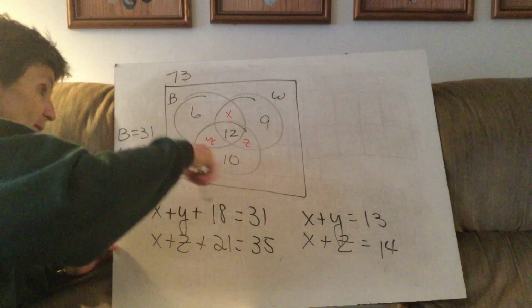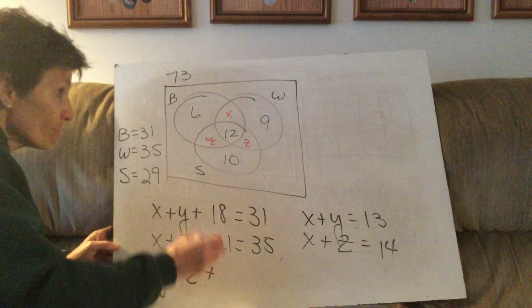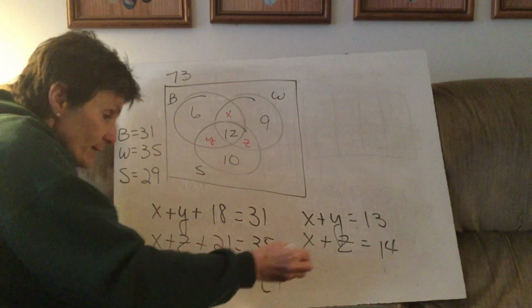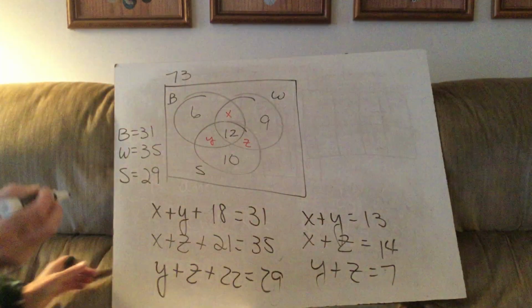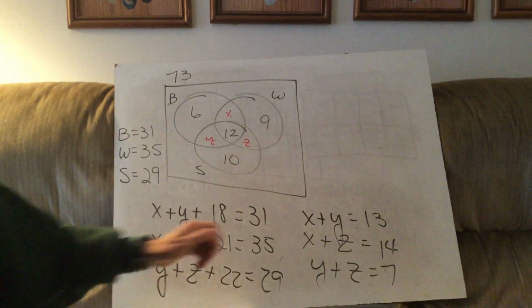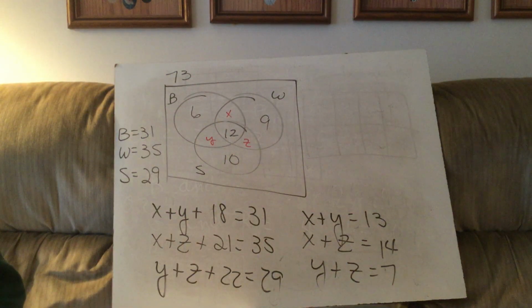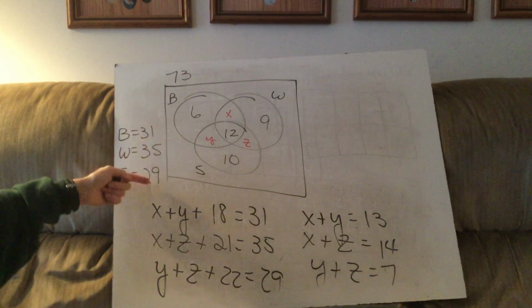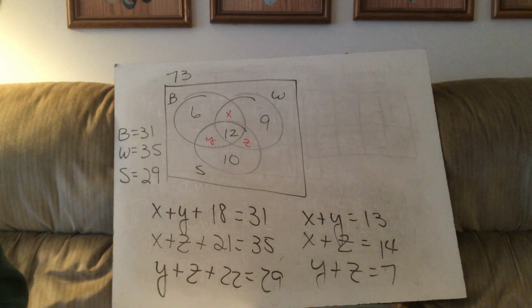And then let's go to our S ball. So we have Y and Z and 22, and that has to be 29. So Y and Z is 7. So I kind of did my simplified equations as I went along. So the total of each ball is right here. We just simplify each equation.